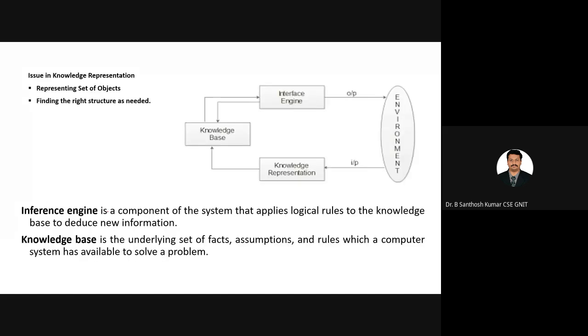Then the issues in knowledge representation: the first is representing sets of objects, then finding the right structures as needed. Here we use two types of components: the inference engine and the knowledge representation. We give the input to the knowledge base, which is connected to the inference engine. The inference engine is a component of the system that applies logical rules to the knowledge base to deduce new information. Here it is connected to the environment.